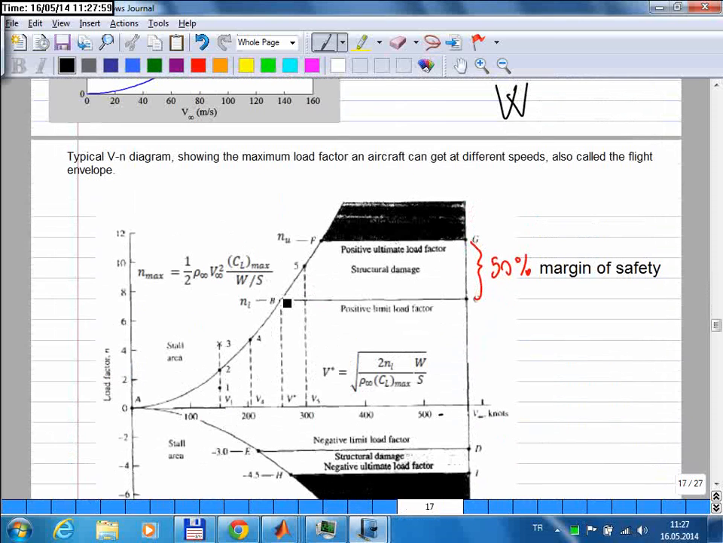So in VN diagrams we have multiple lines for structural limits. So this is the design limit, the maximum the aircraft was designed to carry. And as we saw in the previous video, usually they put a 50% margin of safety, and the wing is not supposed to break until it reaches this limit. And this is the ultimate limit, this line here. If you exceed that limit as well, then the wings will break. You can't really avoid that. So if you are a pilot, you should really be very careful about these limits.